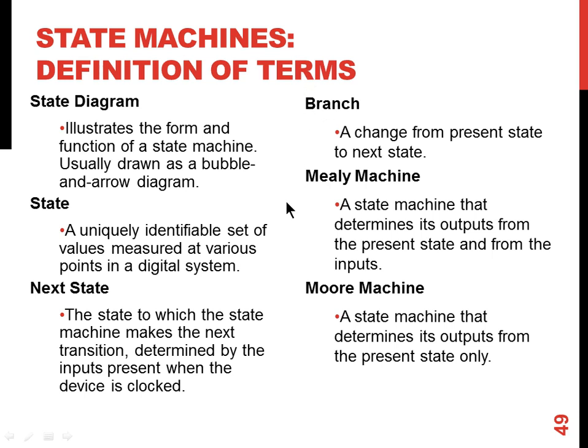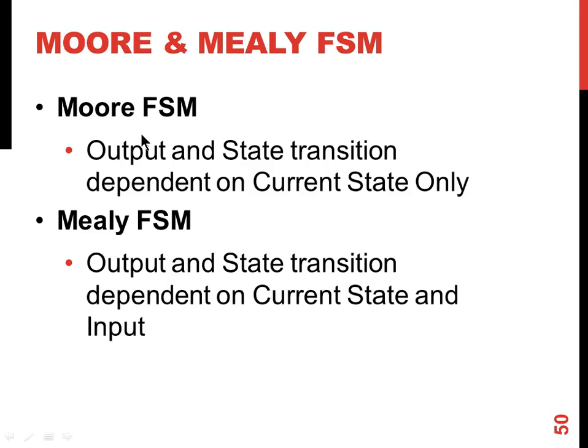And the important part is there are two types of FSMs that can be designed. One is called a Mealy machine or a Mealy FSM. The second is called a Moore machine or a Moore FSM. The difference is the way it works. In a Moore machine, outputs are dependent only on present state. In case of a Mealy machine, the outputs are dependent on the present state and the input values. So Moore FSM output is dependent only on current state. Mealy FSM output is dependent on current state and the input values.